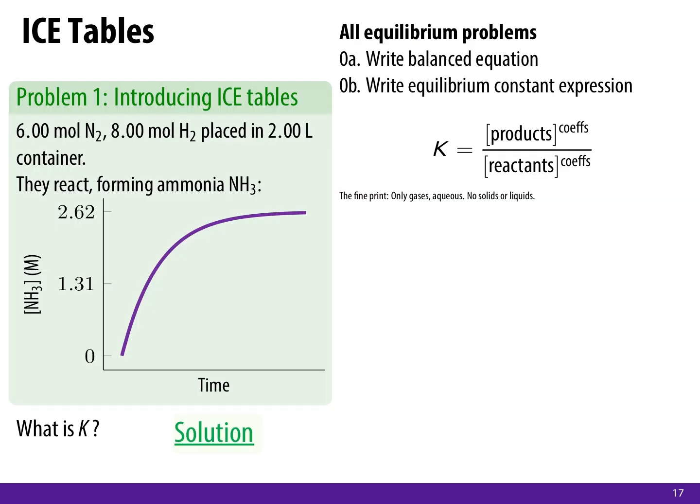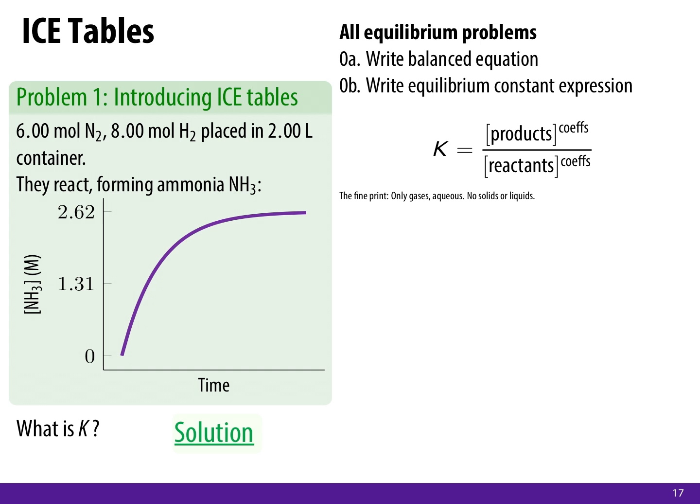Okay, so here is our first example. In this case, this is a way to introduce what's called an ICE table, initial, change, equilibrium. So let's look at our graph on the left here. The experimental data: we have some N2 and H2 placed into a container, and we're able to track the progress of the reaction by looking at the amount of NH3 formed in molar over time. So we start at 0 and gradually form a certain amount of NH3. Our goal in this problem is to calculate K given this information.